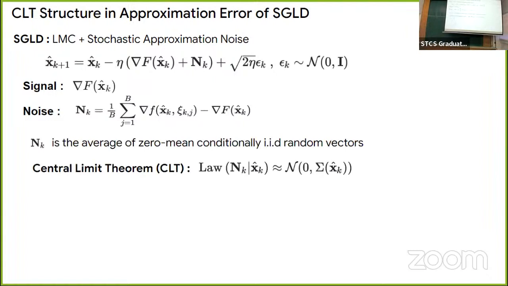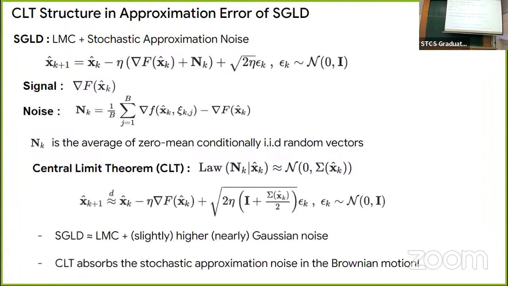So that means the law of n_k given x_k hat is approximately Gaussian. We can invoke the central limit theorem and say that it is closely Gaussian, conditionally with covariance sigma of x_k hat. And then this is driven by a noise which is a very, very large Gaussian.